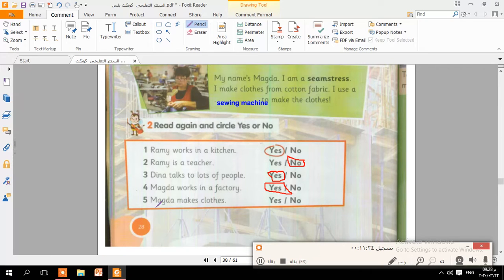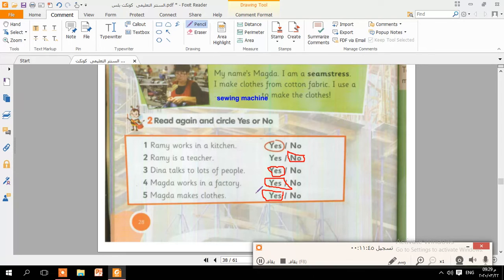Number 5. Magda makes clothes. Good. Number 5 is yes, because she is a seamstress and she works in a factory and she makes clothes. Good. Okay.